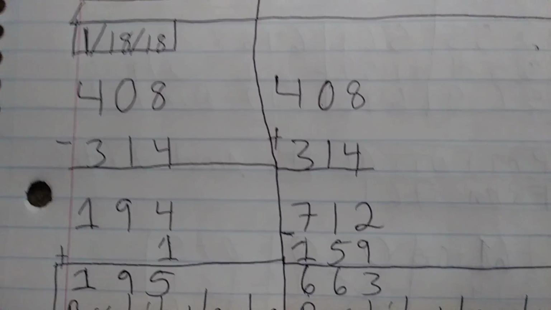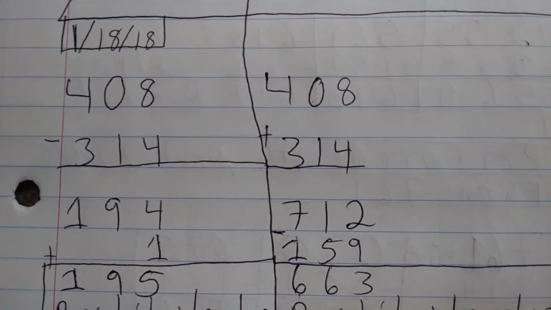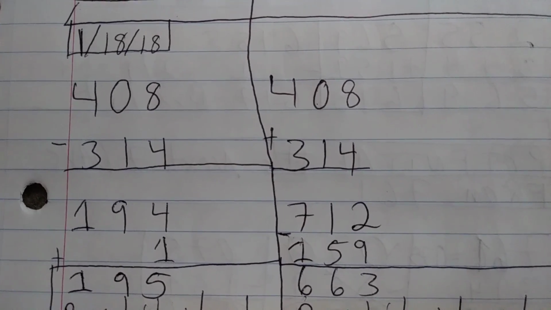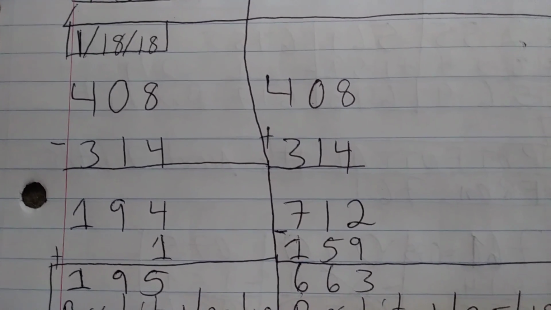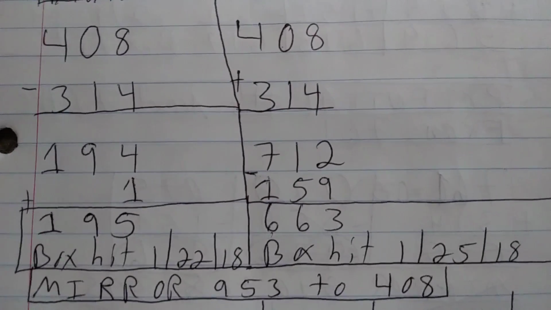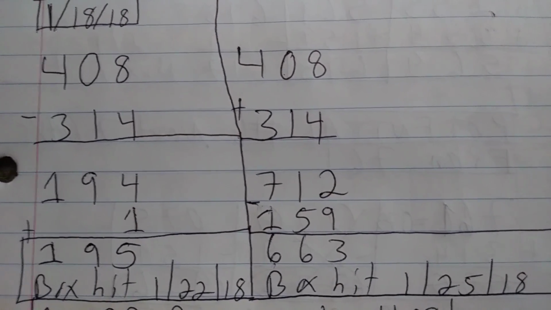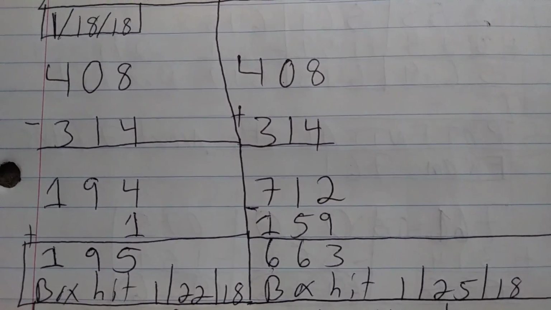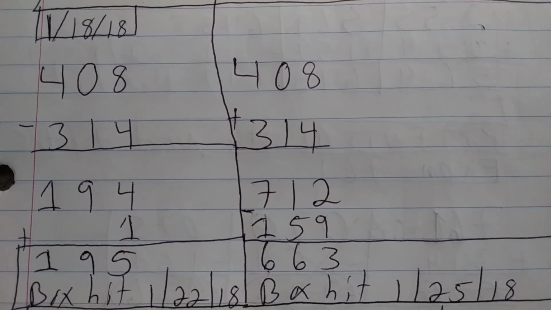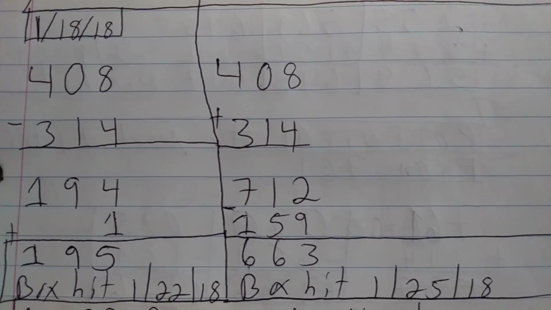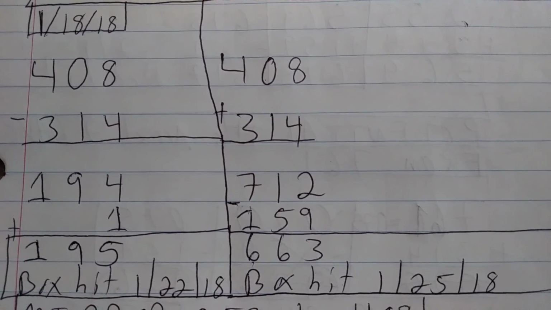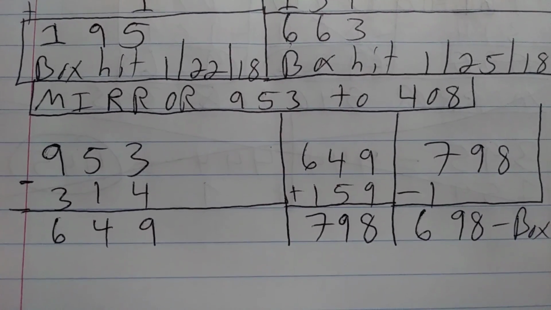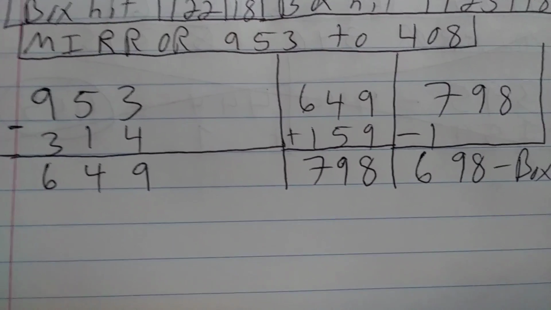You're going to also add on 314, so 4 plus 3 is 7, 0 plus 1 is 1, and then 8 plus 4 is 12. Keep the 2. You're going to also subtract off the 159, so 7 minus 1 is 6, 11 minus 5 is 6, and then 12 minus 9 is 3, so 663. That was a box hit on January 25th. You're going to also mirror the 953 to 408.